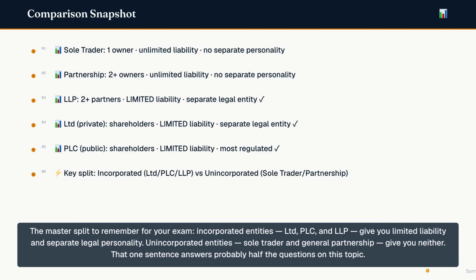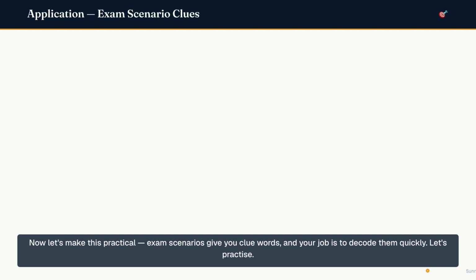The master split to remember for your exam: incorporated entities, Ltd, PLC, and LLP, give you limited liability and separate legal personality. Unincorporated entities, sole trader and general partnership, give you neither. That one sentence answers probably half the questions on this topic. Now let's make this practical.